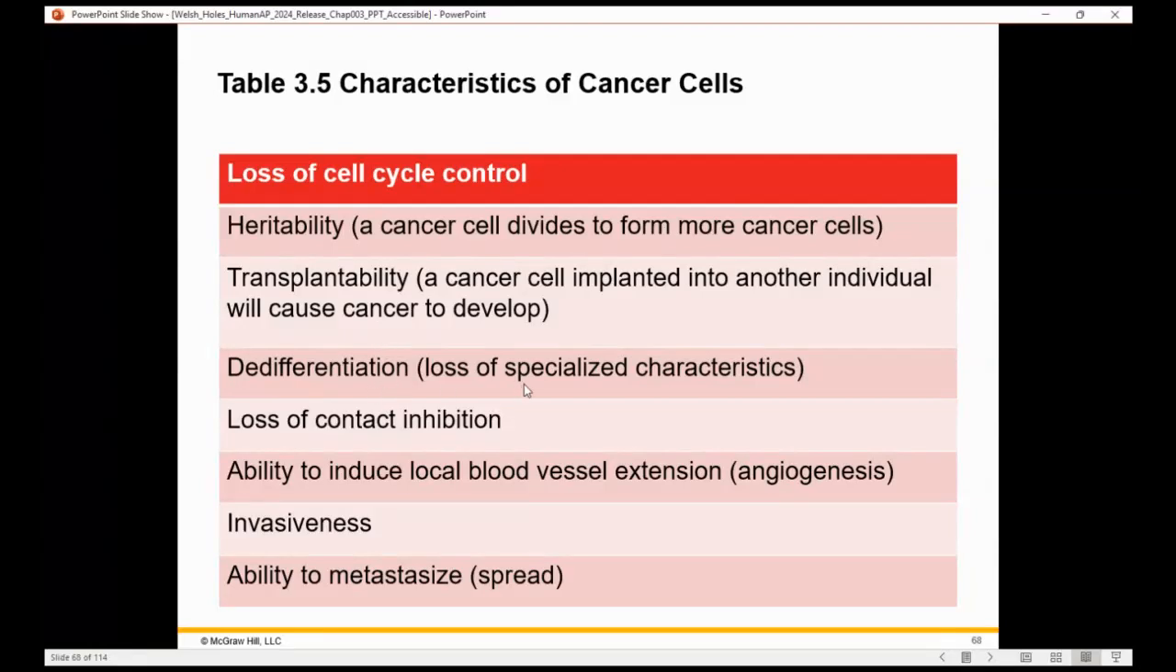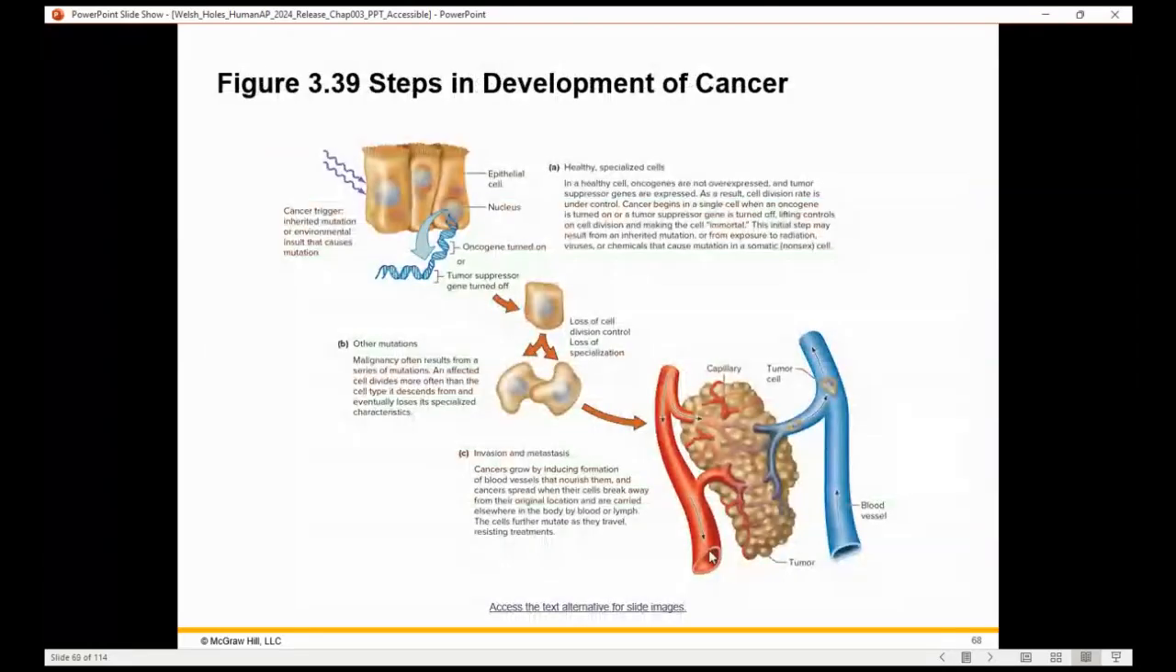It has dedifferentiation, where you have loss of specialized characteristics. The cell just becomes some general cell that keeps reproducing. It has loss of contact inhibition. It also has the ability to induce local blood vessel extension called angiogenesis, where it basically creates its own blood vessels. A lot of people have talked about cancers almost like an alien in your body. They are invasive, and they have the ability to metastasize or spread.